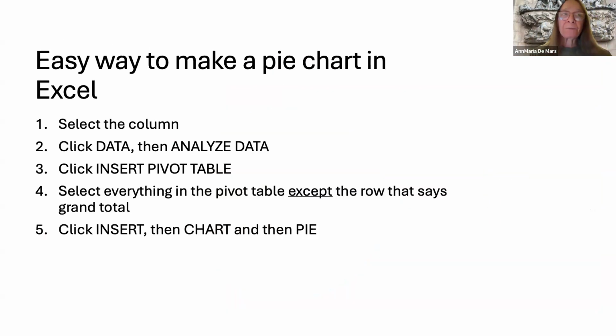Now let's move on. The easy way to make the pie chart in Excel, as you saw: select the column, click data, then analyze data, click insert pivot table, select everything in the pivot table except the row that says grand total, click Insert, then Chart, and then Pie. So that's what we had just done.